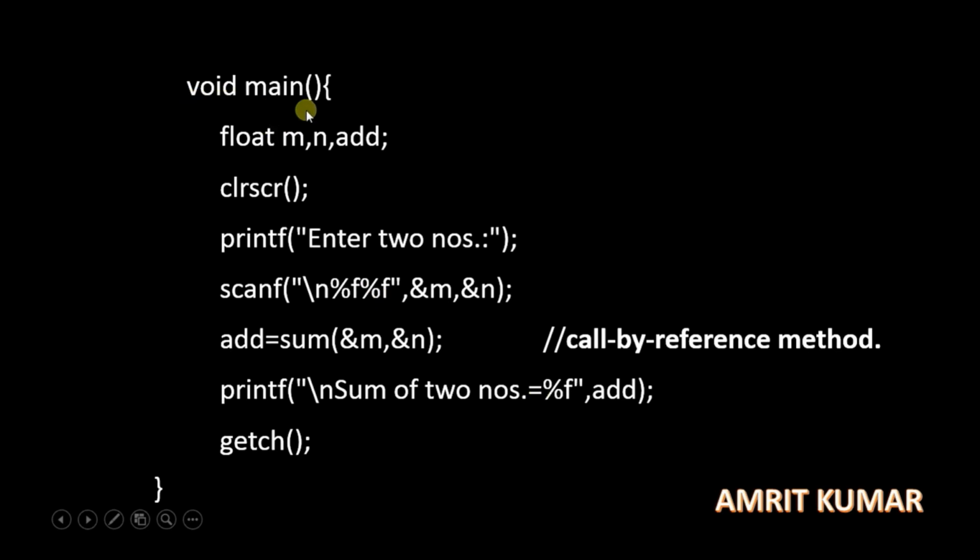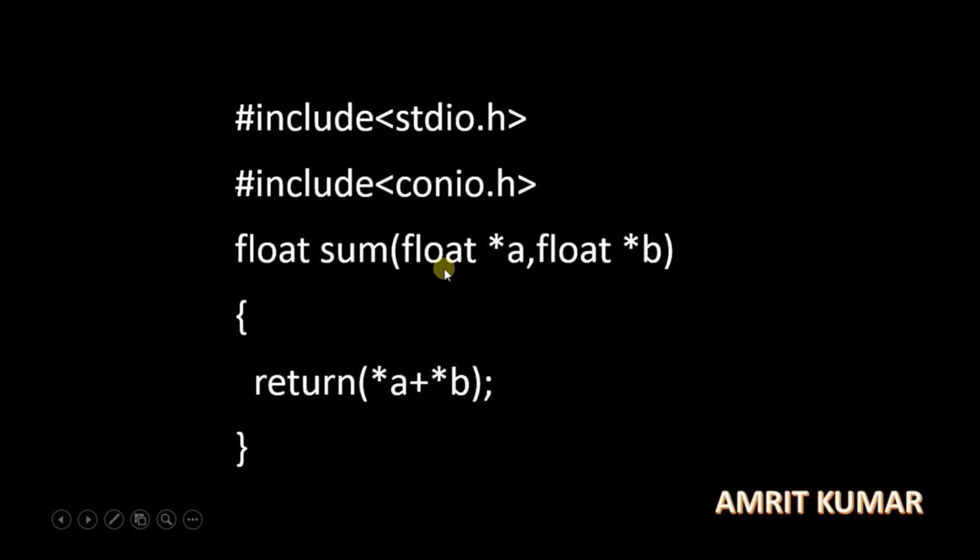So after this main function, I have opened our main function. Through this open curly brace, you can see here that I have opened this curly brace. After that we have declared three variables, that is m, n and add, of float data type. Because our function has a float data type, therefore we will use float data type.